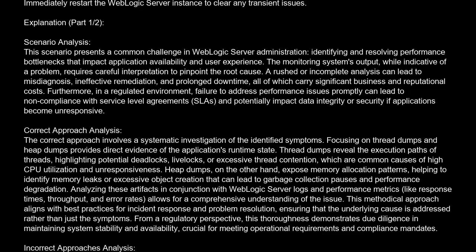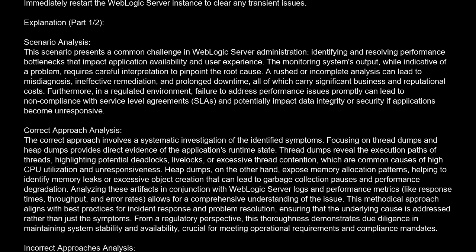The correct answer is A. Immediately restart the WebLogic server instance to clear any transient issues. Explanation. Scenario analysis. This scenario presents a common challenge in WebLogic server administration, identifying and resolving performance bottlenecks that impact application availability and user experience.